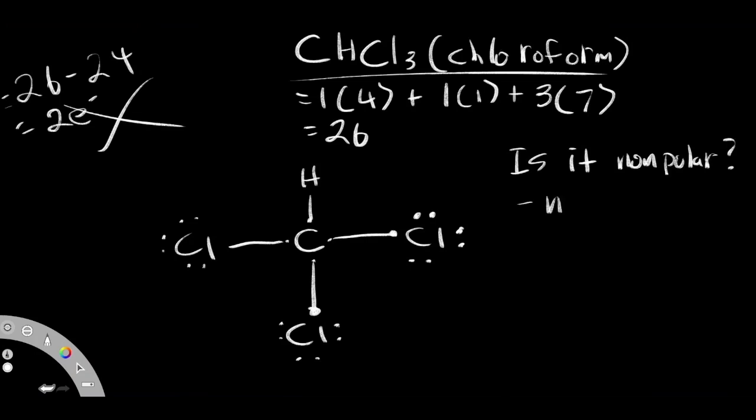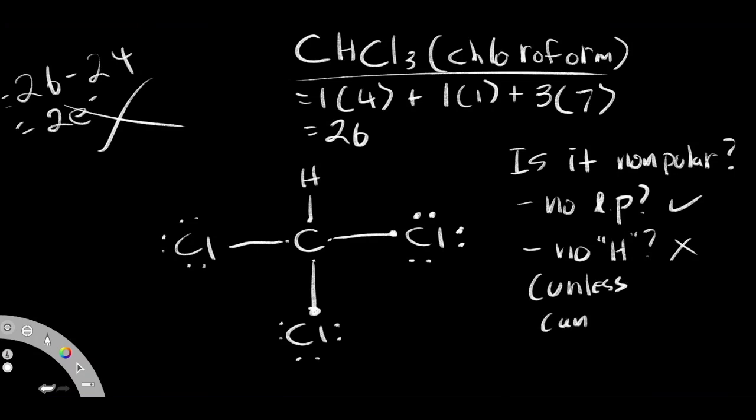Well, let's do our first one. No lone pairs. Is that true? Is there no lone pairs? That's true. There are no lone pairs on that central atom. How about no hydrogens? That's false. There is a hydrogen, unless canceled. How about that question? The second part. Unless canceled. Are they canceled? This is definitely not canceled with that one.